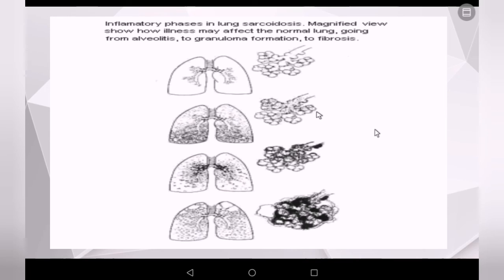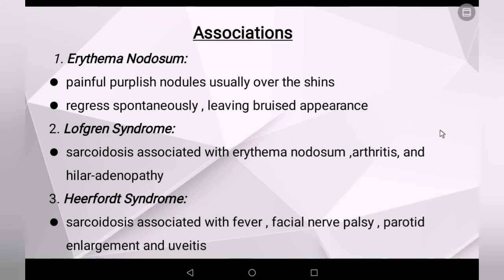So this is a picture of the inflammatory phase in the lung. It starts from here and it ends here. You can see the increase in progressive inflammation and ultimately fibrosis.